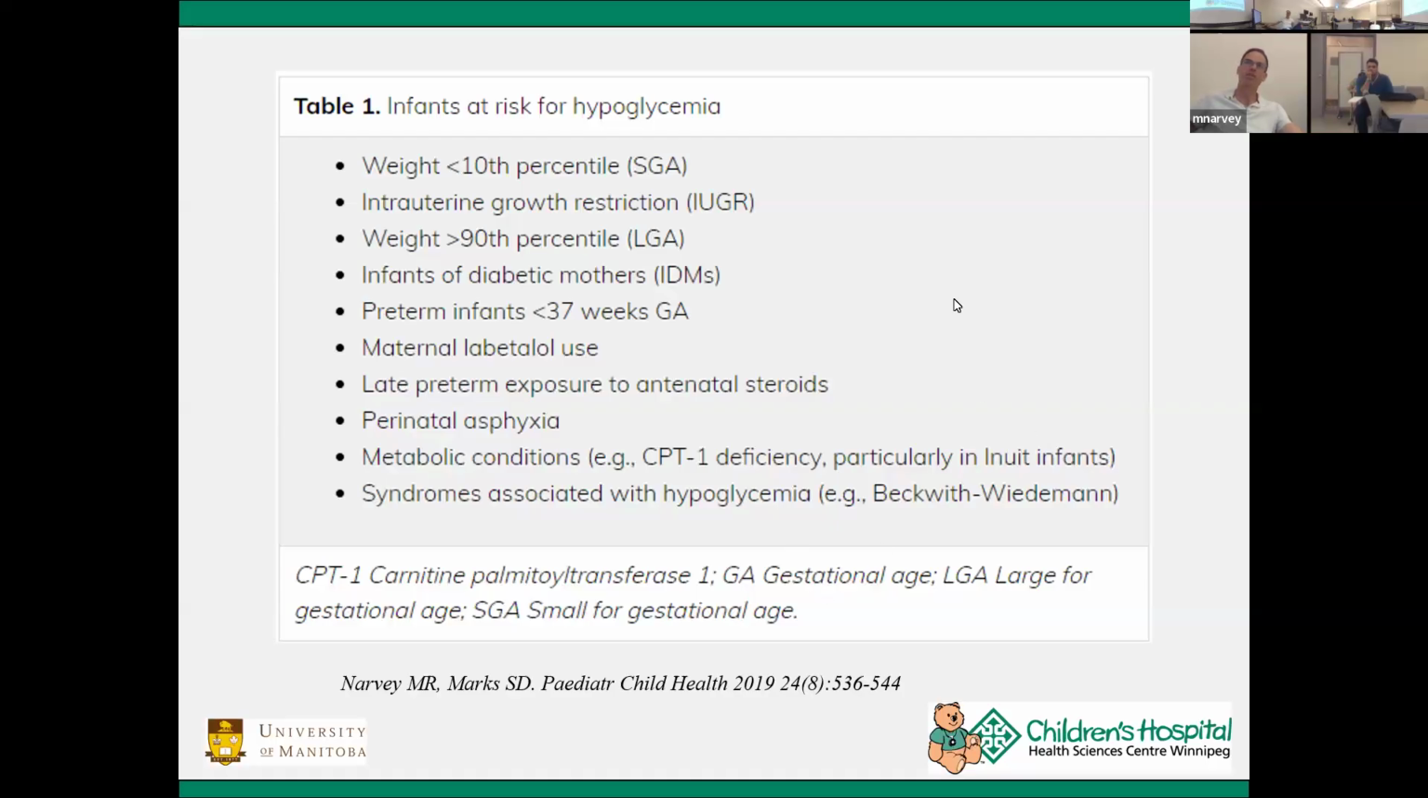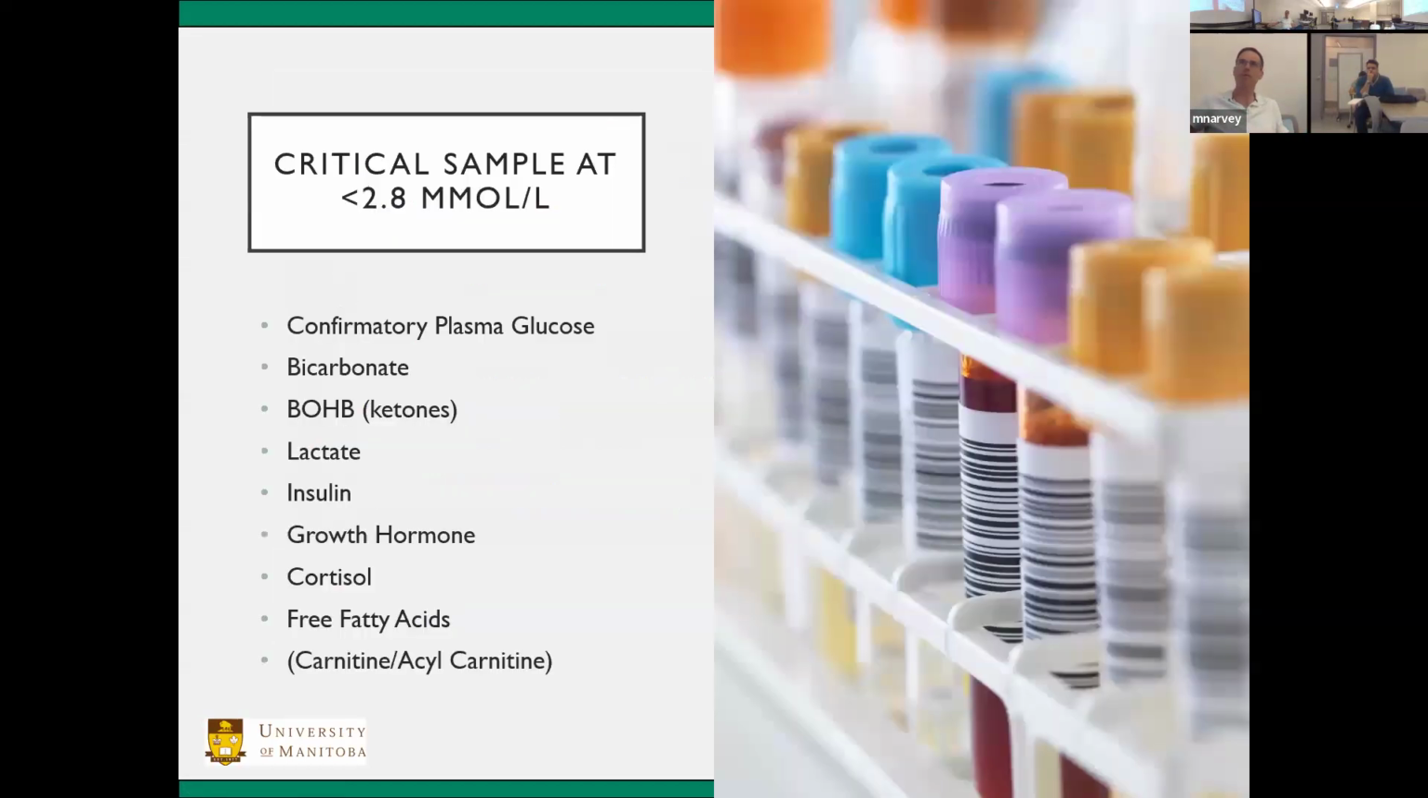As we've seen, with more use of antenatal steroids, we're starting to see that the late preterms sometimes will have hypoglycemia after that. And then CPT1 deficiency is very controversial. That's common in our Inuit population. About 70% of the Inuit are affected by this mutation. It's debatable whether it actually causes hypoglycemia, but it's been left in.